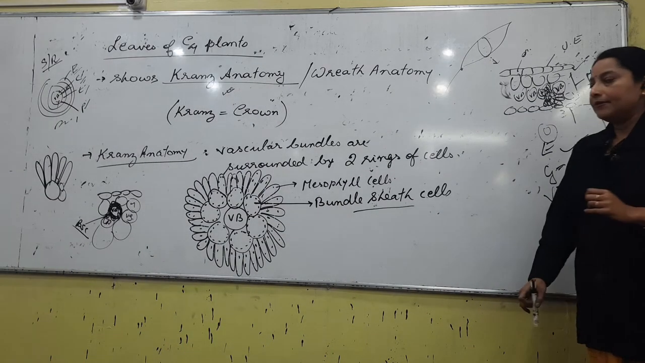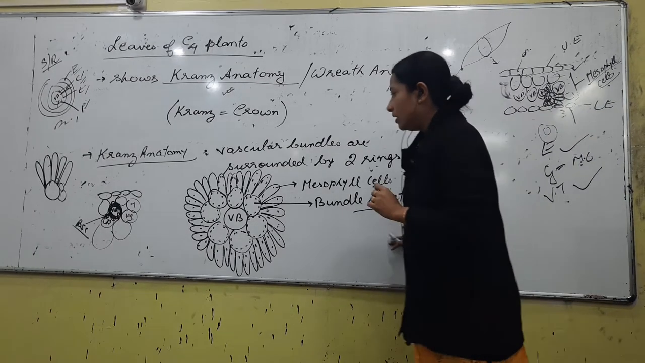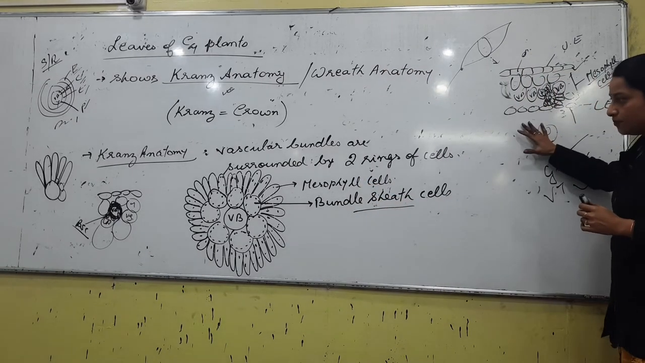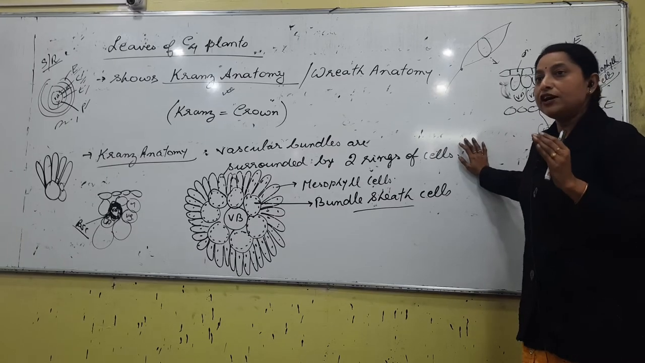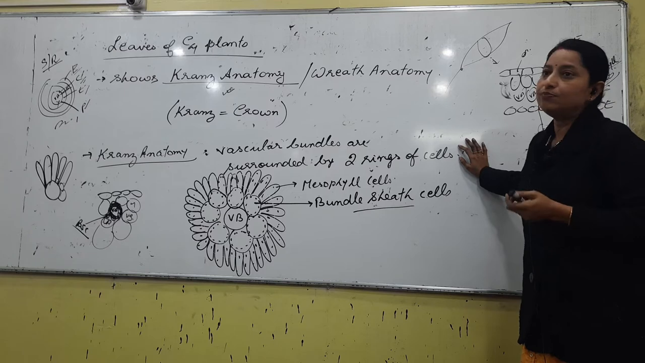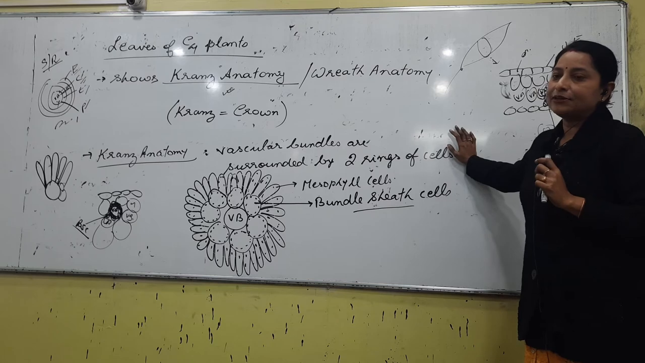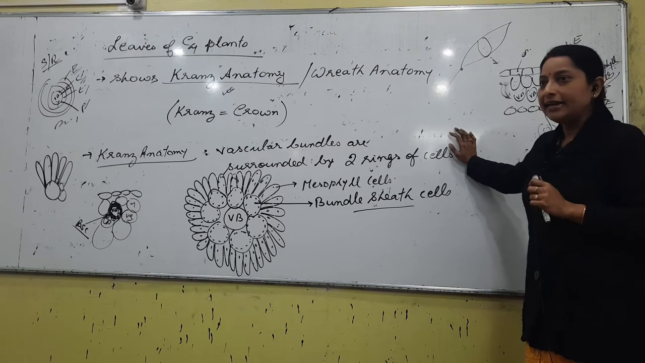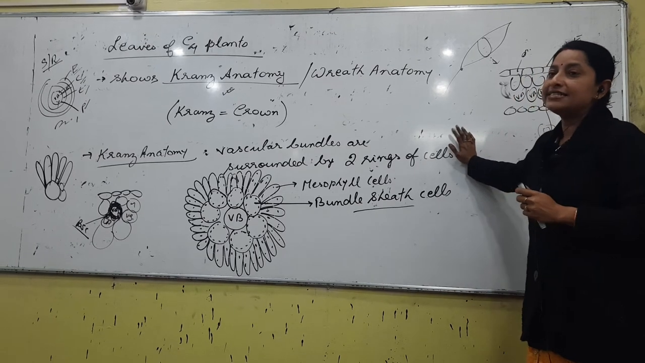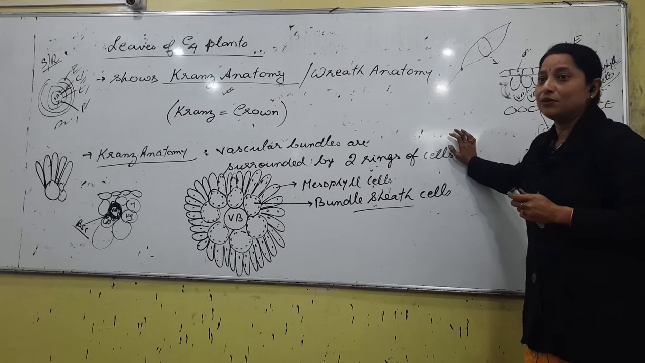Right? Okay. Any doubts? Clear? Okay. Now, in case of C4 plants, vascular bundles are surrounded by what? Two layers of cells. If you are talking about a cell, which cell are we talking about? Plant cell. So plant cell, will a cell have chloroplast or not? Will the bundle sheath or mesophyll cells, are they plant cells or not? Yes. Then chloroplast will be there or not? If chloroplast is not there, photosynthesis will not happen.